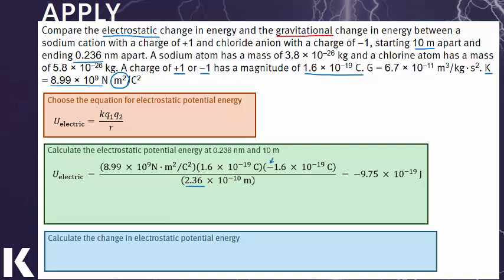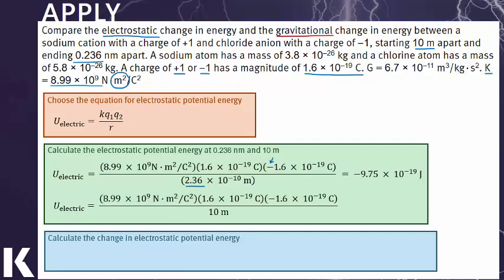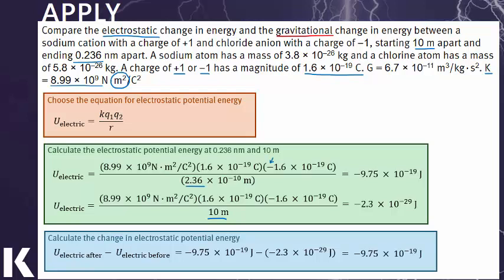We can do the exact same thing with our 10 meters, or our initial value. It essentially becomes a plug and chug. Notice now instead we've plugged in 10 meters and we would get our energy at the end there. But we need to get our change. The change is equal to the final minus the initial. So we'll plug in our value for our final, we'll plug in our value for our initial and just calculate the difference. So our change in electrostatic potential energy would then be negative 9.75 times 10 to the negative 19 joules.